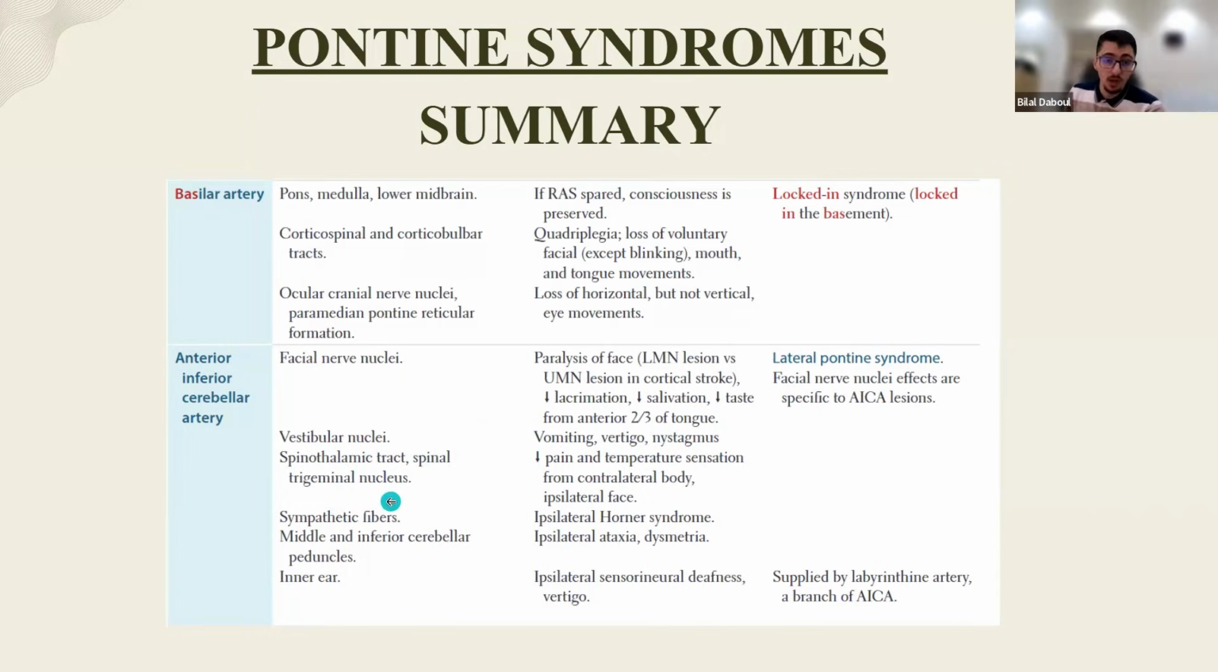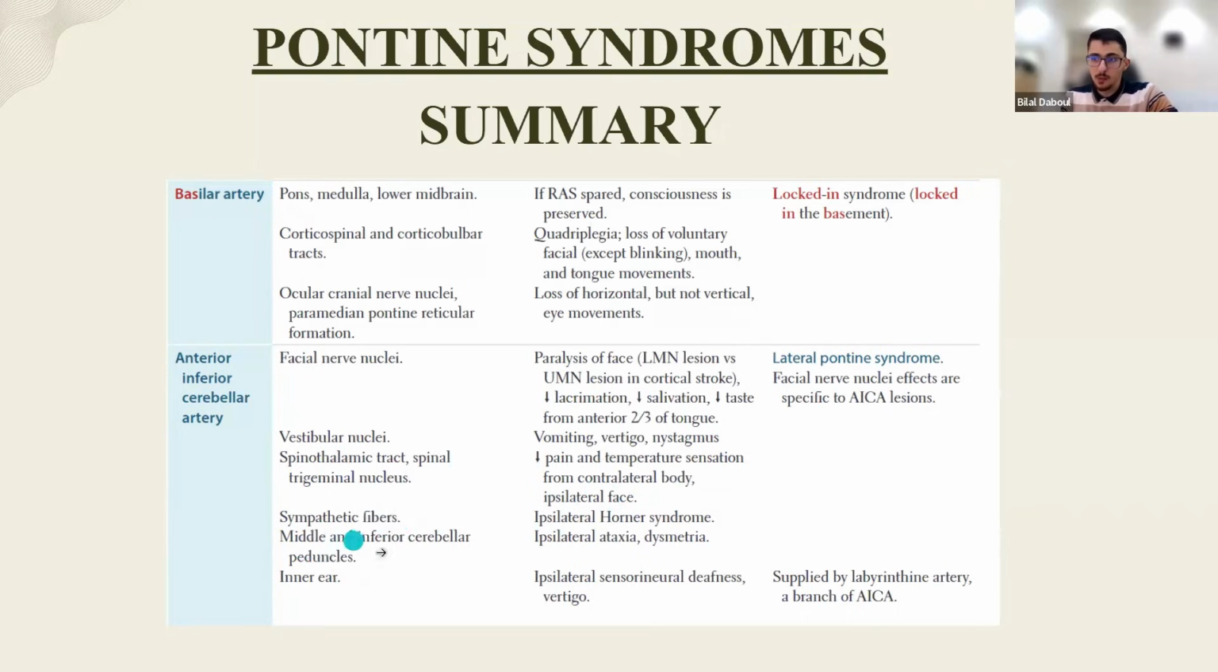Other side structures that are involved because this is lateral pontine syndrome include the spinothalamic tract and spinal trigeminal nucleus, identical, contralateral loss of body pain and temperature, ipsilateral loss of pain and temperature from the face. You also have descending sympathetic fibers, so you have ipsilateral Horner syndrome.